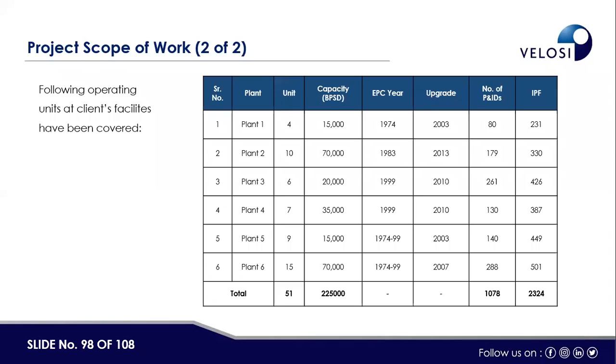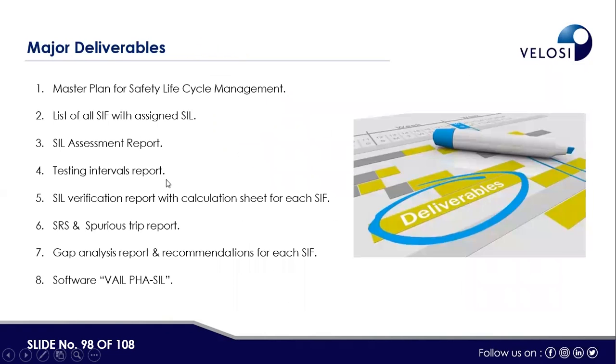Each plant had a separate number of units, and these are the number of independent instrumented protection functions. So total SIFs were 2,324, which we have classified as a part of the study. The main deliverables of that project were the master plan for safety lifecycle management, a list of all the SIFs with the assigned SIL, SIL assessment report, testing interval report, SIL verification report with calculation sheets for each SIF, independent sheets, SRS and spurious trip reports, gap analysis report and recommendations for each SIF.